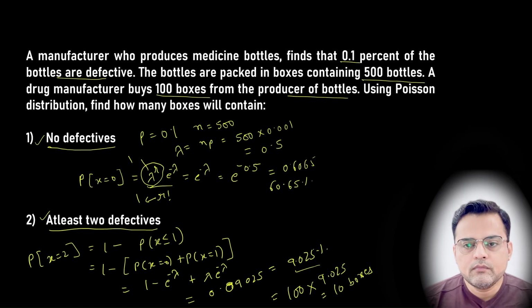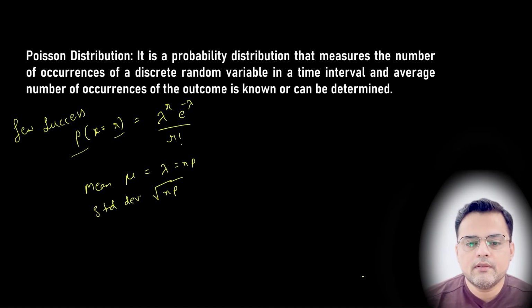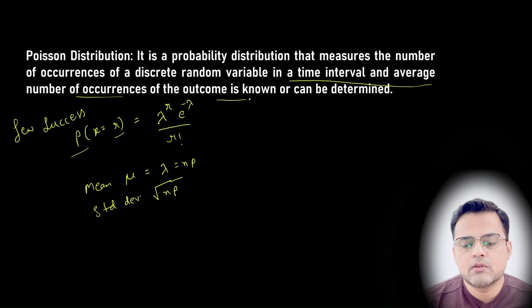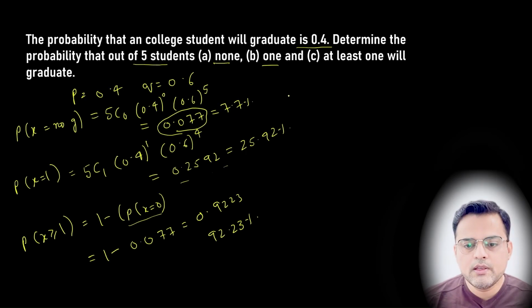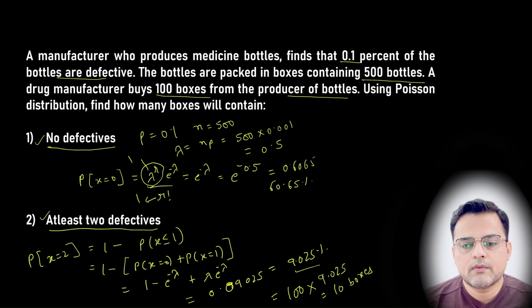So here also you have 2 outcomes, which is a discrete outcome, a success and a failure, but here it is in a defined time interval, and the average number of occurrences of the outcome is known. So here you know the average number of bottles which are defective. Bottles are packed in boxes containing 500 bottles, so you are able to calculate the average as lambda equal to np.